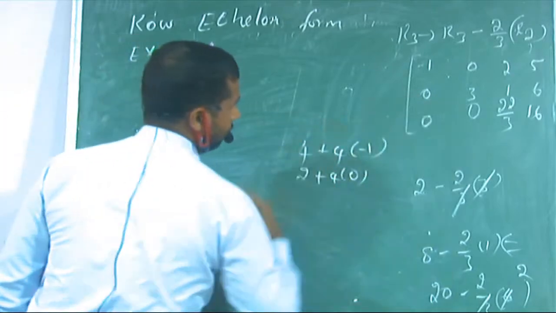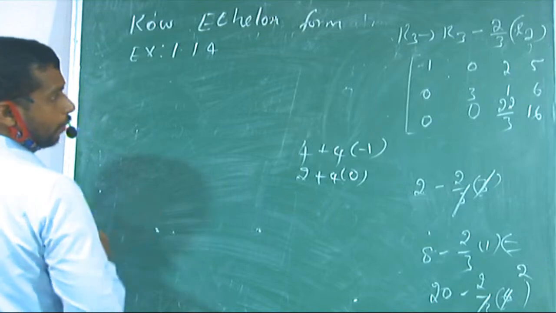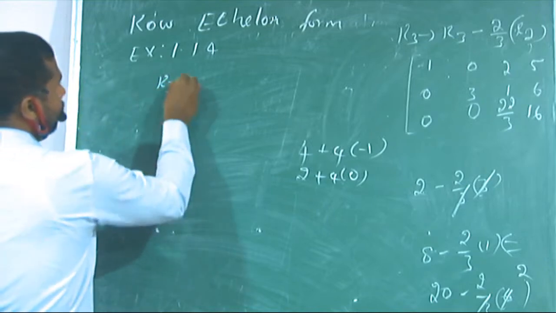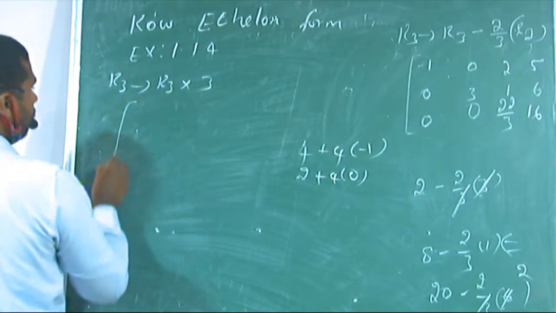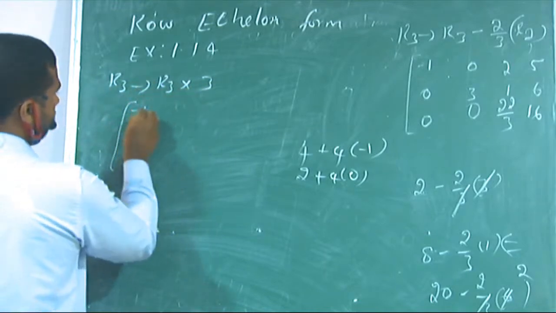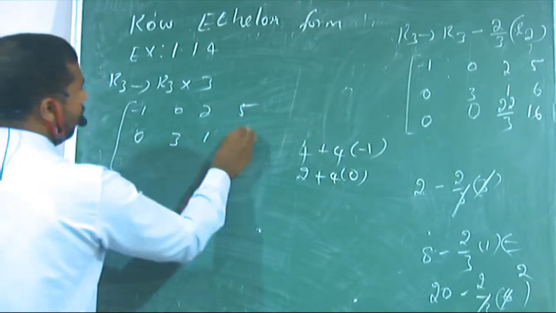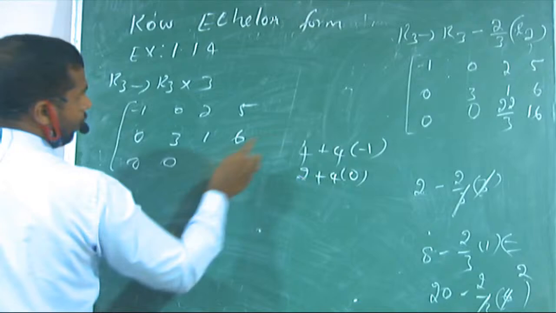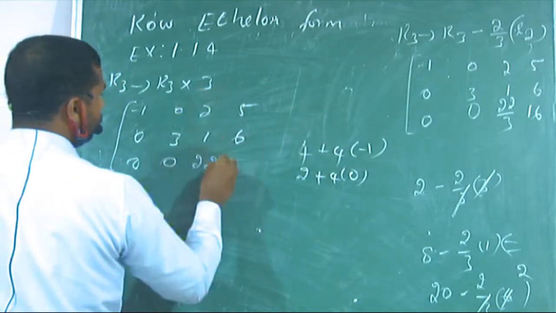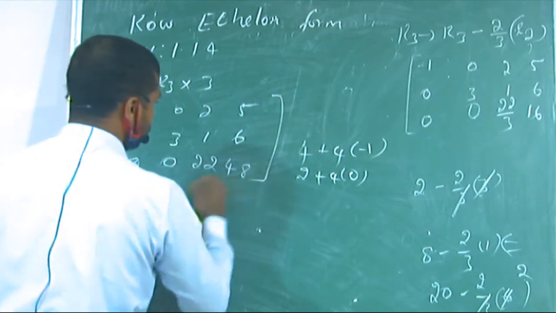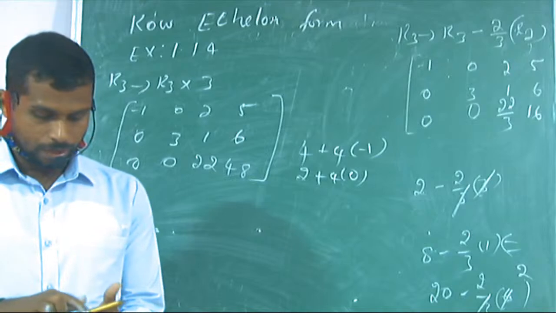there is a fraction term. If you need to remove the fraction, what will happen? What do we have to do? R3 into 3. Only row 3 multiply with 3. R1, R2 as it is. So minus 1, 0, 2, 5. Then 0, 3, 1, 6, 0, 0. 22 by 3 means 3 cancels, 22 will come. Again 16 into 3 means the value will be 48. This is our final answer for example 1.14.